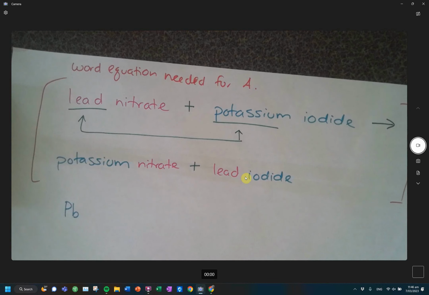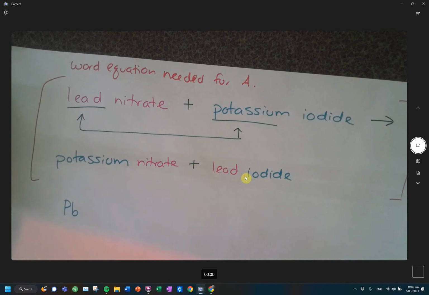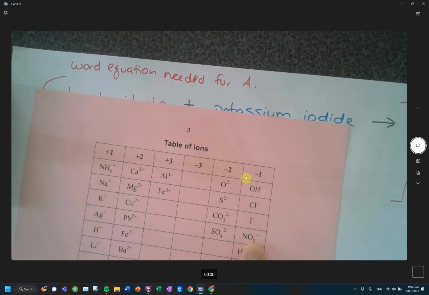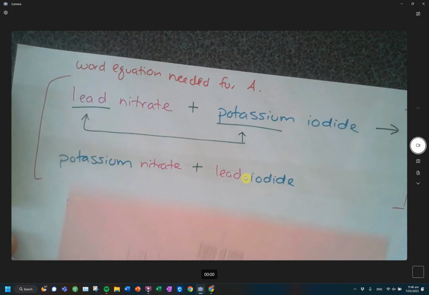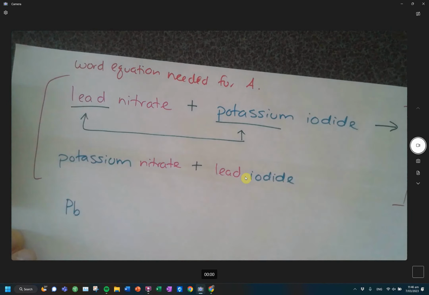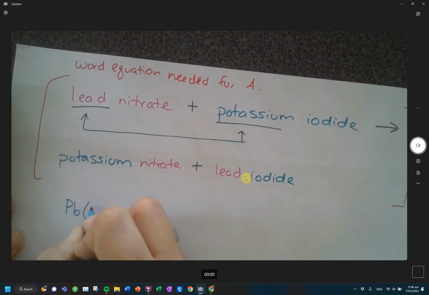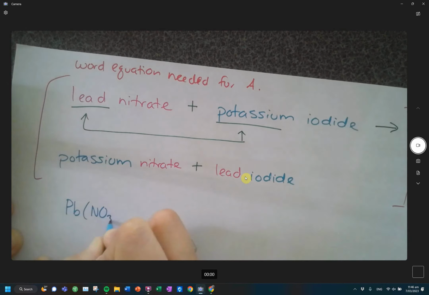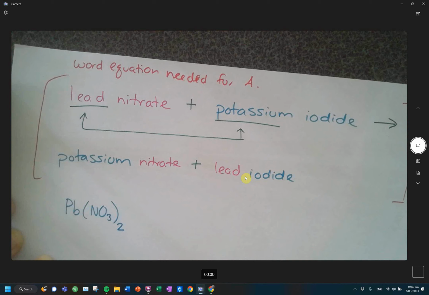Are we good so far? All right, nitrate is NO3 minus. How many nitrates do I need? Because that's -1, and lead is +2. Just 1? 2. Are you okay with how we got that, or do you need me to break that down again?